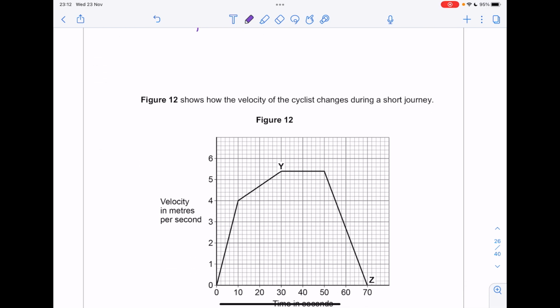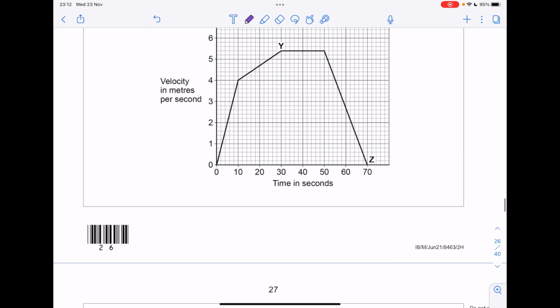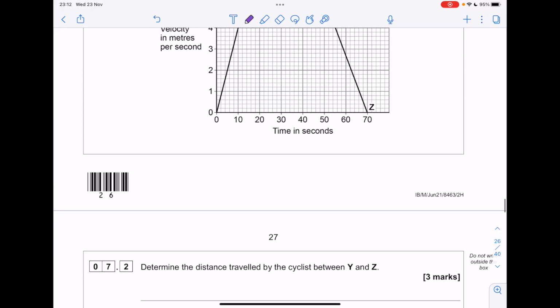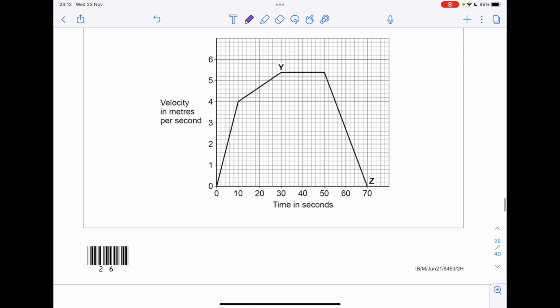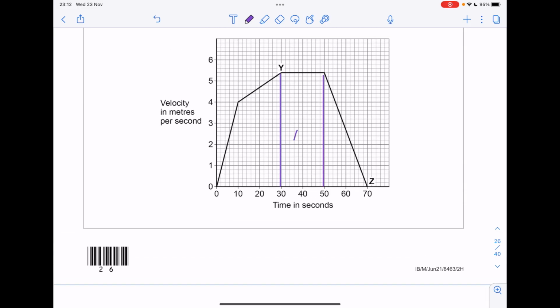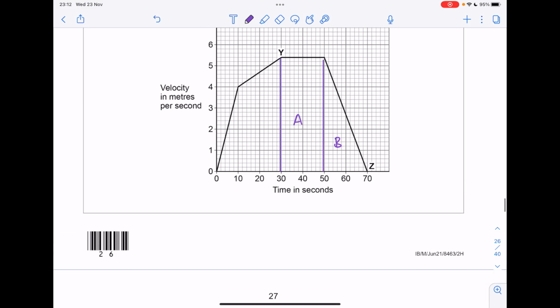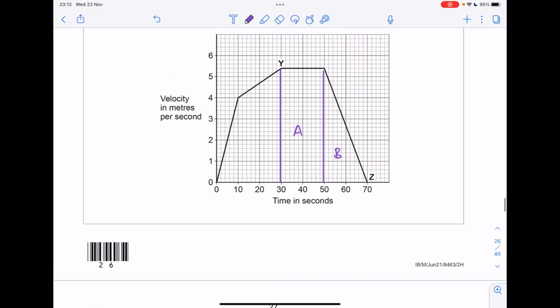Figure 12 shows how the velocity of the cyclist changes during the short journey. Determine the distance travelled by the bike between Y and Z. Remember, we need to find the area under the graph line in order to find the distance. I'm going to break it up into A and B.